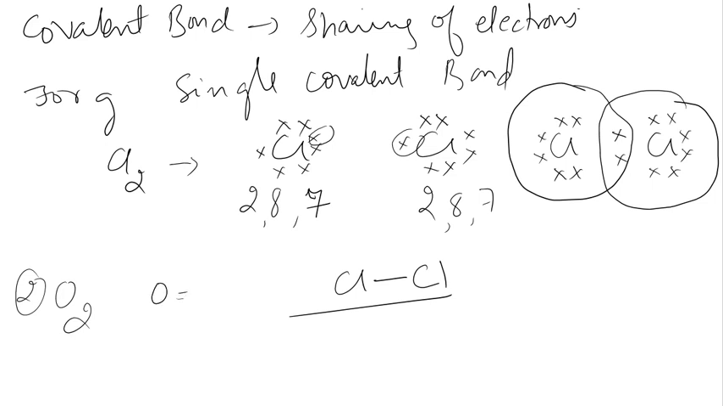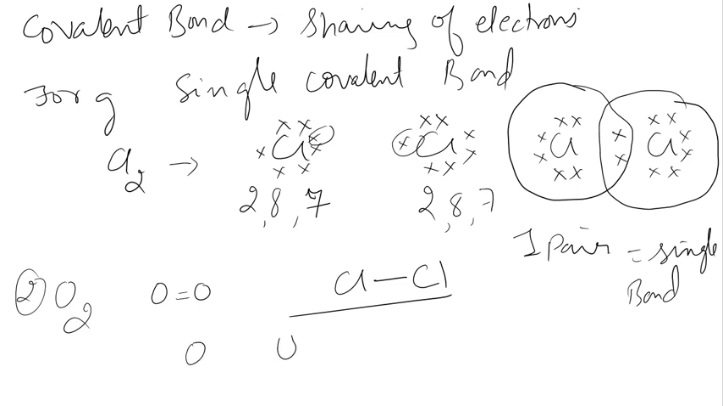There is a double bond between oxygen. See, one pair is equal to a single bond. One pair means 2 electrons, single bond, and 2 pairs will be 4 electrons. Okay, let's see in the oxygen case. 2 and 6. 6 are the electrons in the outermost shell. 1 2 3 4 5 6. 1 2 3 4 5 6.